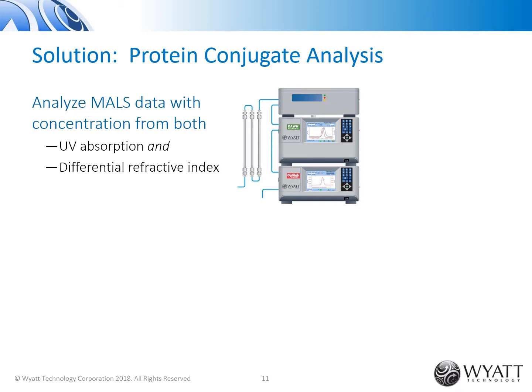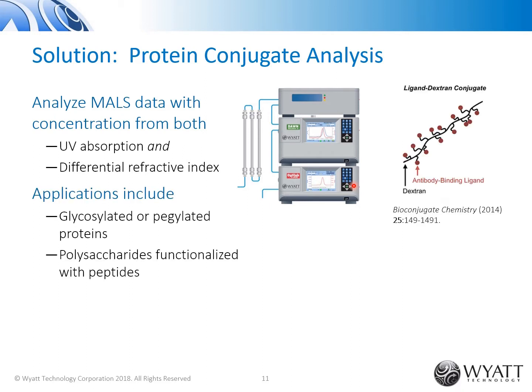Fortunately, we have a solution that allows us to measure the amount of each component in our complex directly. This is called protein conjugate analysis. We have a complex molecule with two components. In this example, it's a protein and a glycan, but it could be two of any polymer. So each component has a different extinction coefficient and a different dn/dc. We measure the concentration now using both the UV and the RI detector together. This gives us the mass fraction of the protein, the mass fraction of the glycan, and the molar mass of each component. So there are multiple applications for this technique.